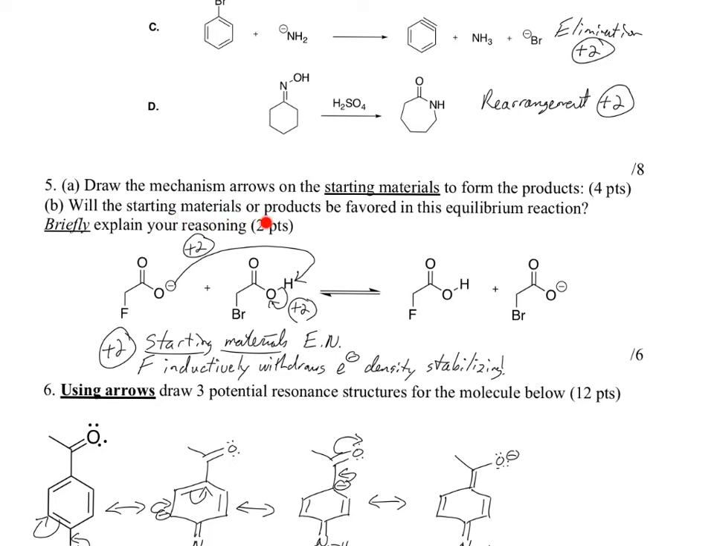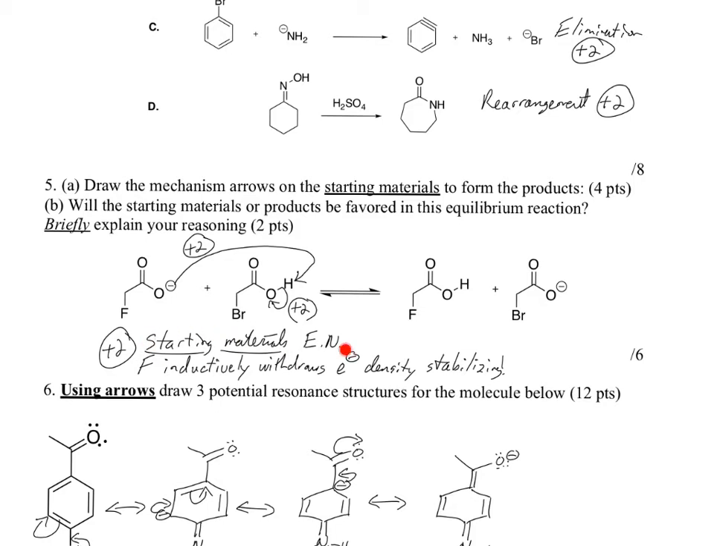And then the question is, will the starting materials or products favor this equilibrium reaction? Briefly explain your reasoning. So this is asking you to think about those 5 factors that affect acidity. So in this case, the factor is going to be induction. So you're looking at fluorine versus bromine. And one's more electronegative than the other. Fluorine is more electronegative than bromine. It pulls more electrons, right? It's not about size here.